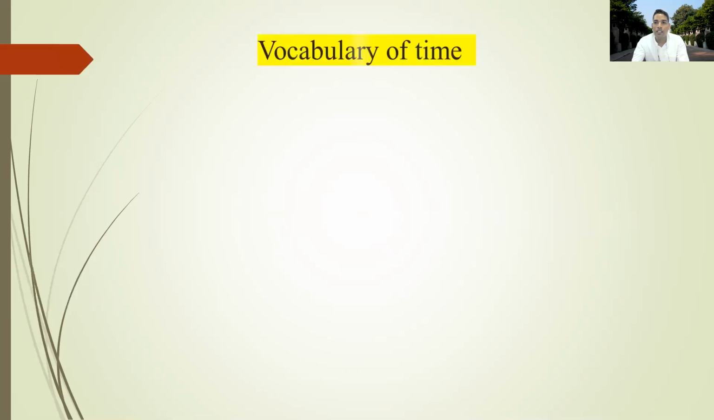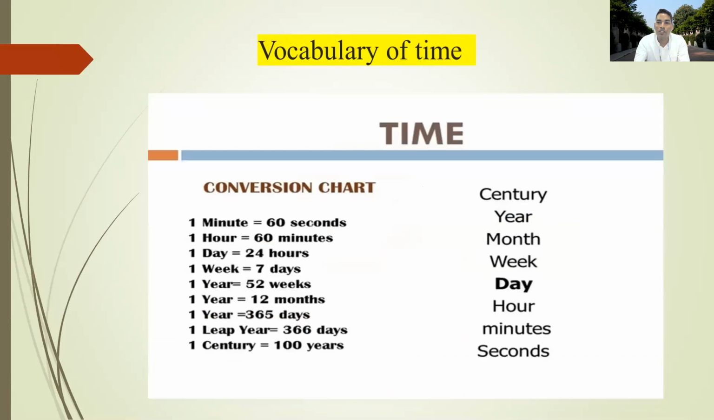First of all, you can see in the picture the vocabulary of time. Vocabulary of time, the steps of vocabulary. First you can see the heading, time. Then after that it says conversation chart. And on the right-hand side it lists century, years, month, week, day, hours, minute, and second.